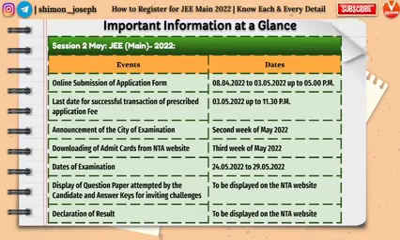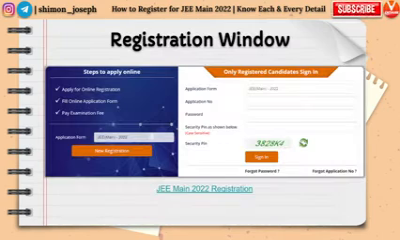So for the May attempt, the application will begin on 8th April and it will go up to 3rd May. So you have a lot of time for the second attempt. So let's not worry about that for now. For now, let me focus on the current registration.